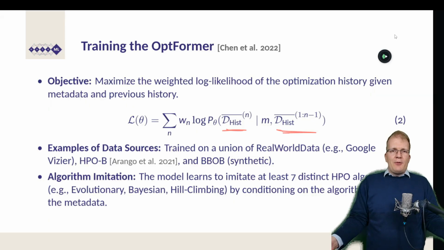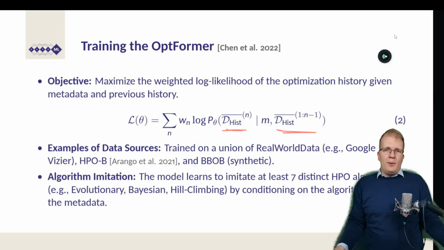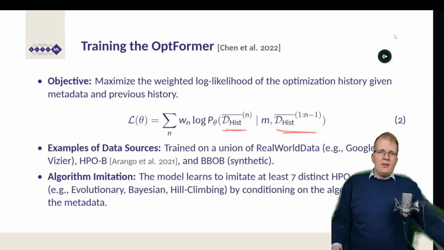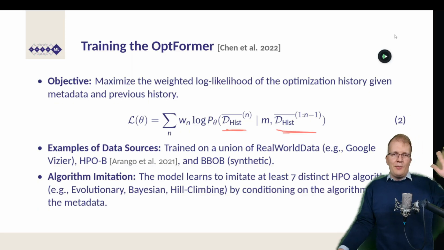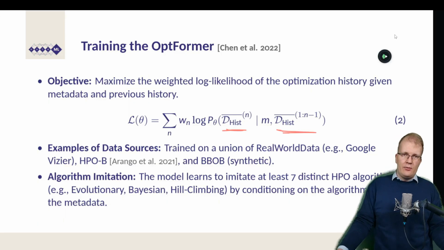So the examples of data sources are also more or less partially available. Of course, Google Vizier is not really there, but OptFormer, for example, was trained on it, because it's also a Google paper. But there are things like HPO-B, which has a large amount of data, or BOB, where with this artificial synthetic function you can easily and quite cheaply generate new trajectories and history information.